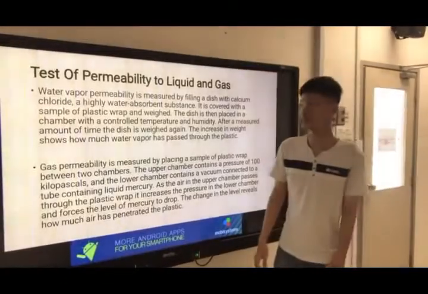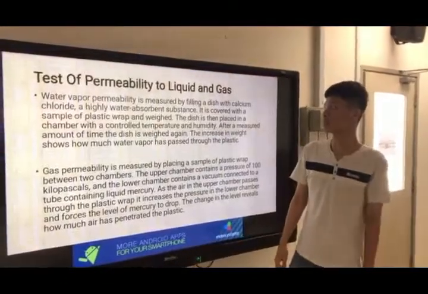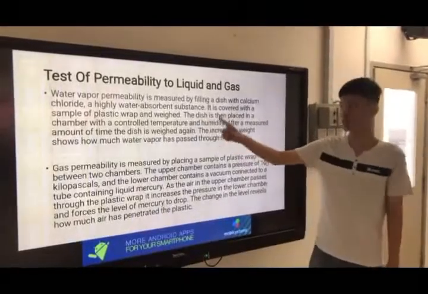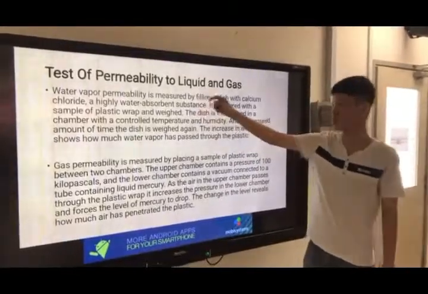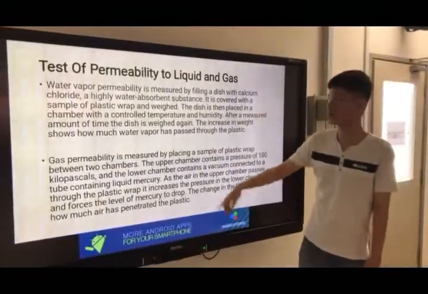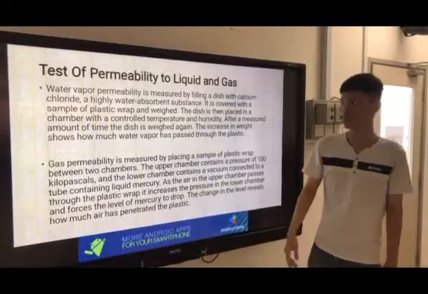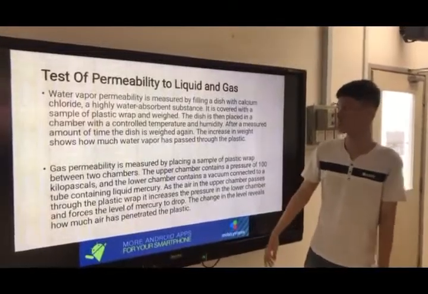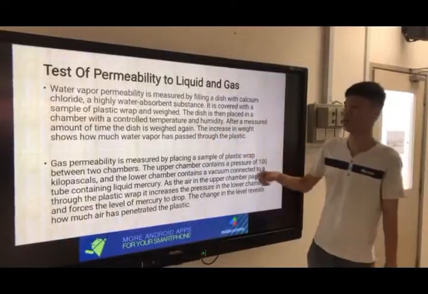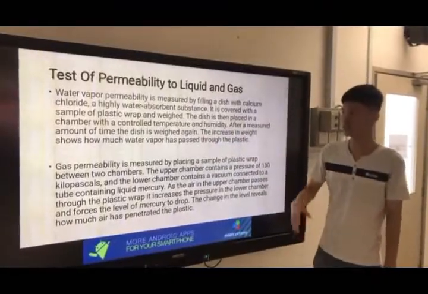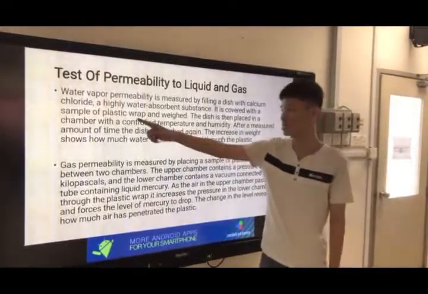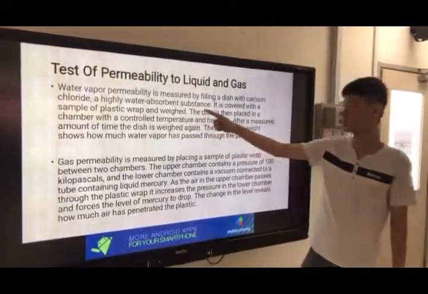For the second test, the test of permeability to liquid and gases. The first one is the water vapor permeability, for permeability to liquid, and the second one is for permeability to gas. Water vapor permeability is measured by filling a dish with calcium chloride. We know that calcium chloride is very attractive to water. It can absorb water vapor. It is a highly water absorbent substance.